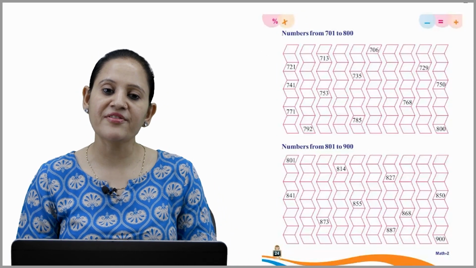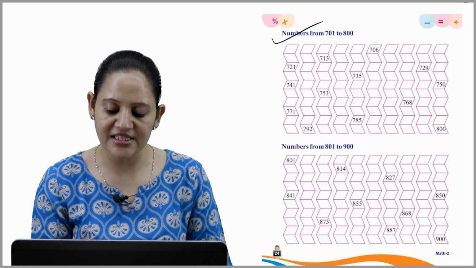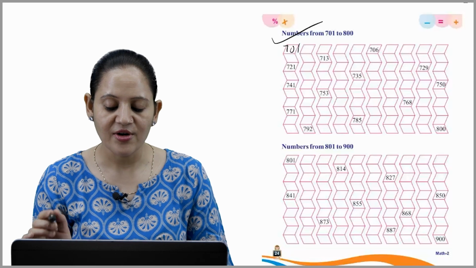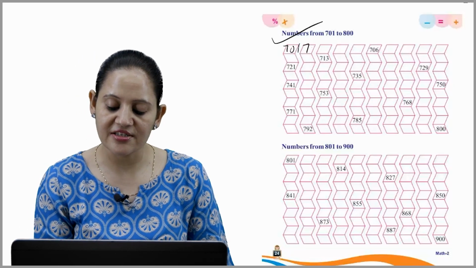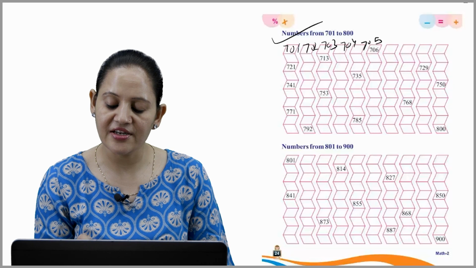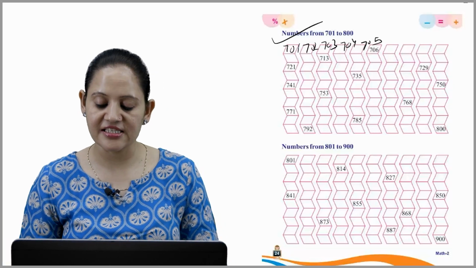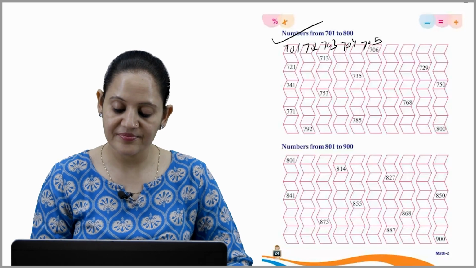Next, numbers from 701 to 800. The same way, start from 701, keep adding 1 to the previous number, and you will get the next number. So 702, 703, 704, 705, 706, like this.